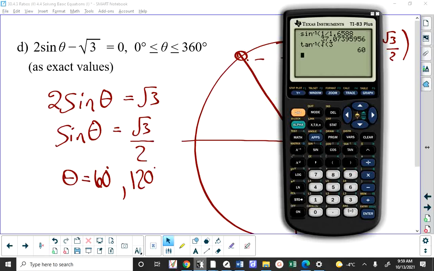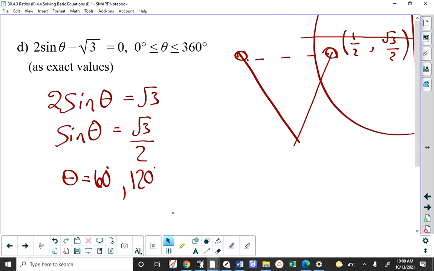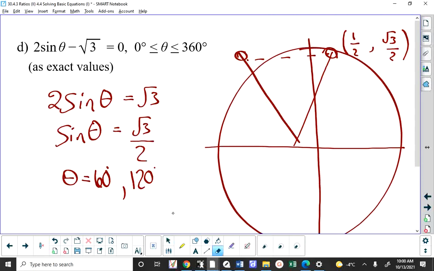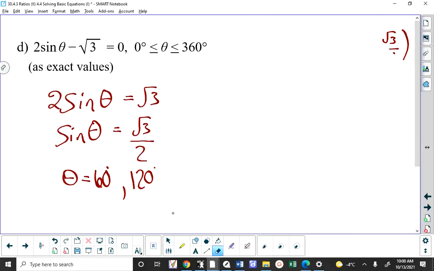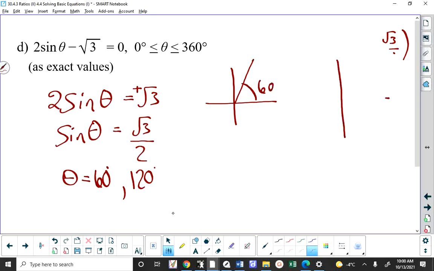In degrees, because we want an exact value. Even if this said radians, we want it in degrees. You get 60, right? Okay, so then what you would do is say, all right, the reference angle is 60 degrees, and sine is positive, so I need to draw a reference angle of 60 degrees here, a reference angle of 60 degrees here. What's the rotation angle? 60 degrees, 120 degrees.